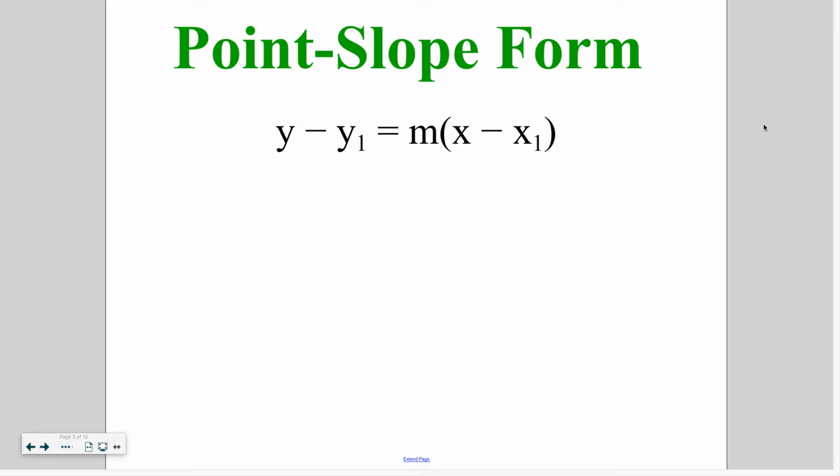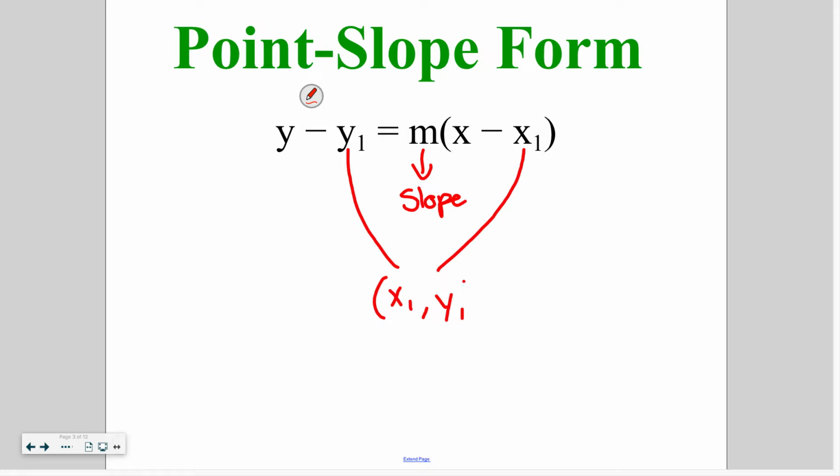x1. Just as in slope-intercept form, that m value stands for our slope. Our y1 and our x1 come from the point x1, comma, y1. So instead of going through and finding a b value, we can just plug in the points immediately into this equation. Notice the equation starts with minuses. So y minus y1 and x minus x1. So you need to be very careful with those minus negative signs.